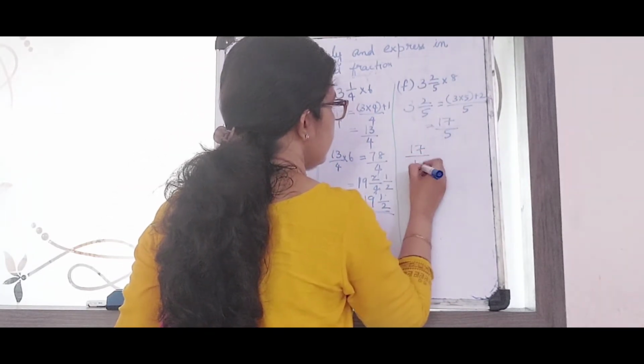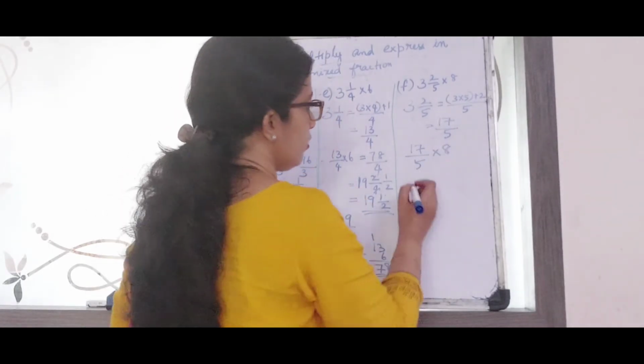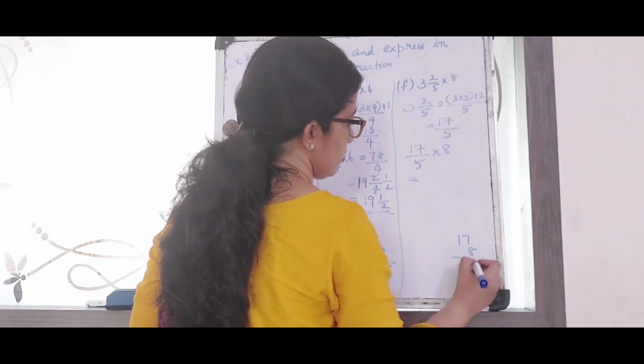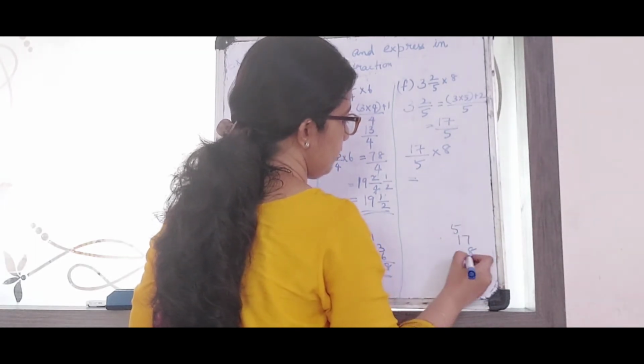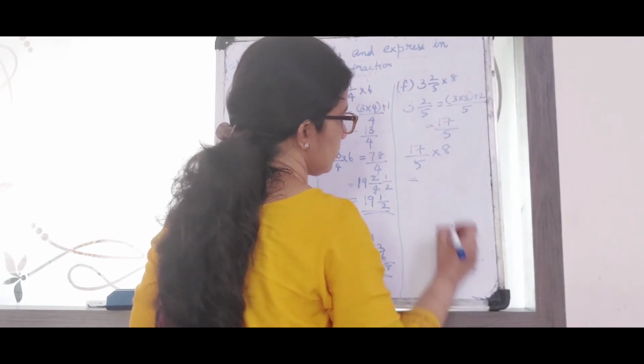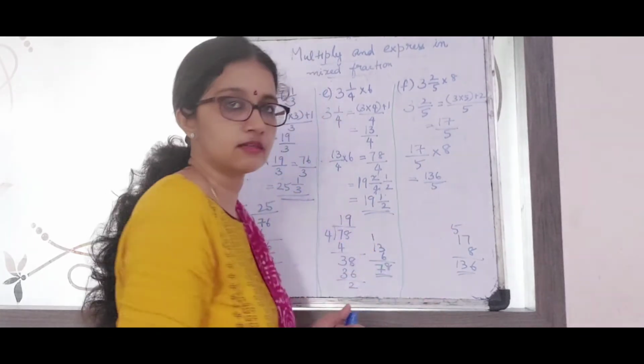17/5 into 8. Which is equivalent to, what is 17 into 8? 136. So 136 divided by 5 is the answer.